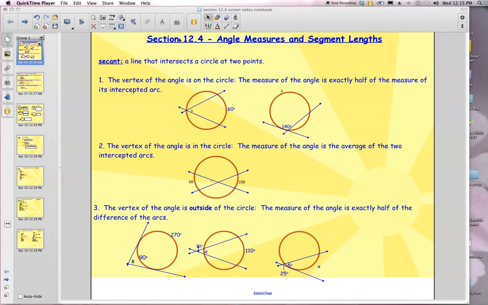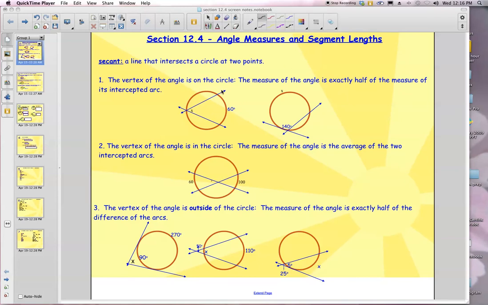This lesson is on section 12.4. It includes the angle measures inside, outside, and on a circle, and segment lengths inside, outside, and on the circle. There's one definition word for today. It's called the word secant. The secant is a line that goes through the circle and intersects it in 2 points.